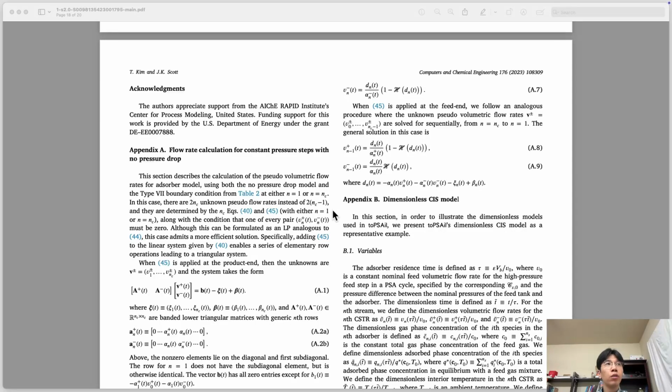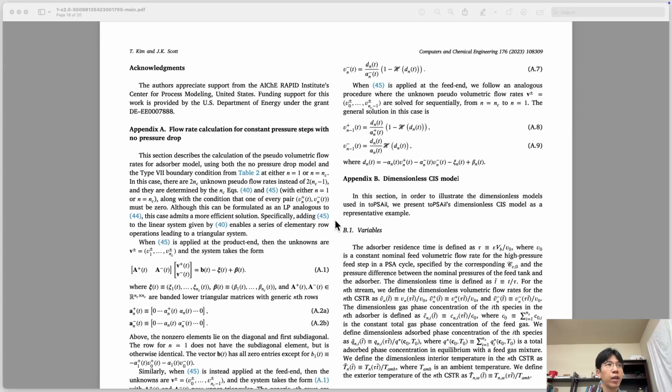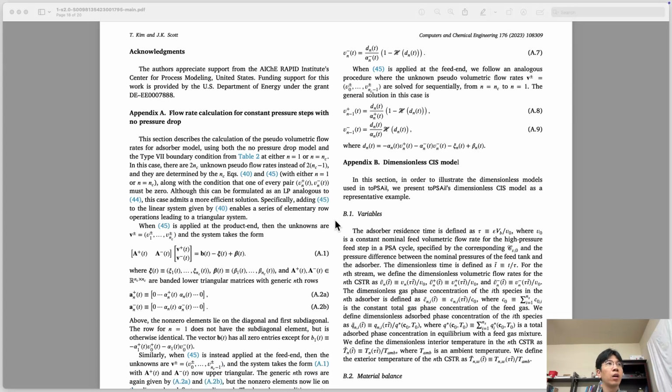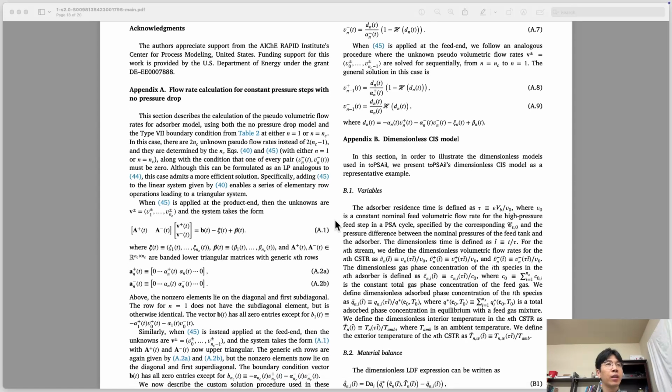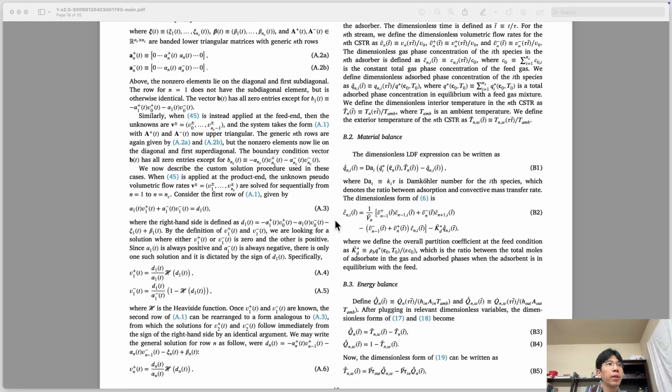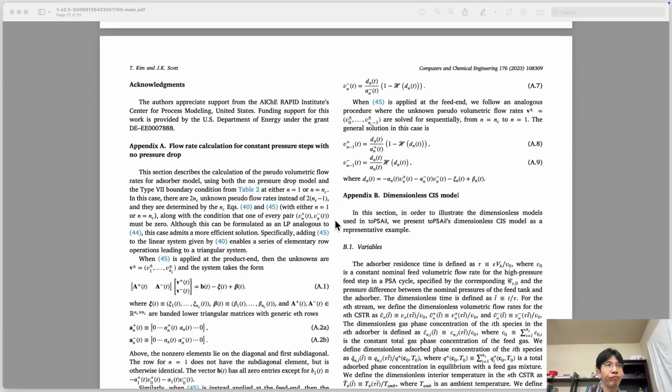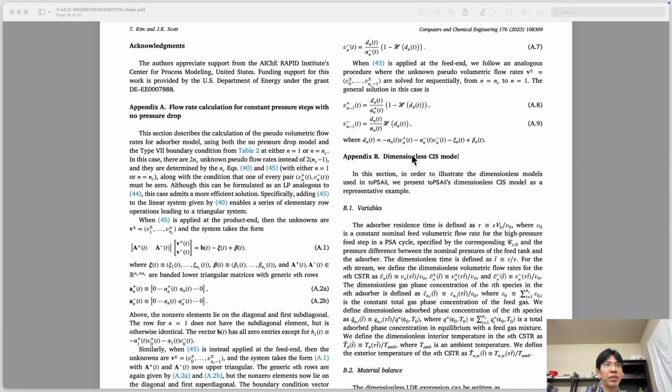Lastly, I'd like to underscore a couple of different improvements we've done along with the other advanced modeling features in toPSAil. One thing is that we actually implemented the non-dimensionalization in our model. So all the variables and the equations in our models are dimensionless.